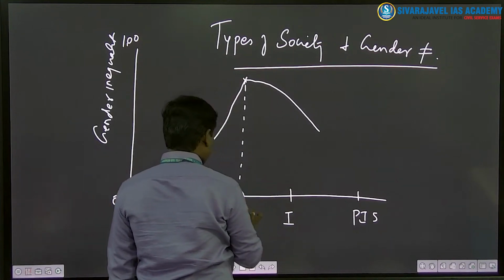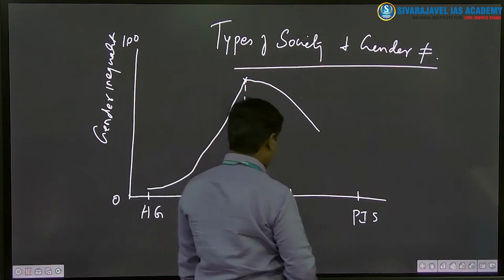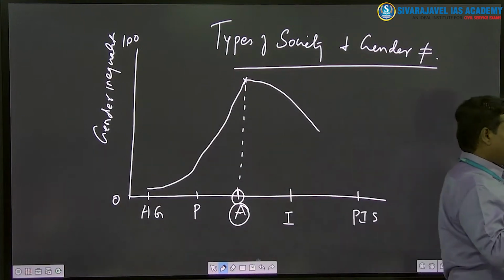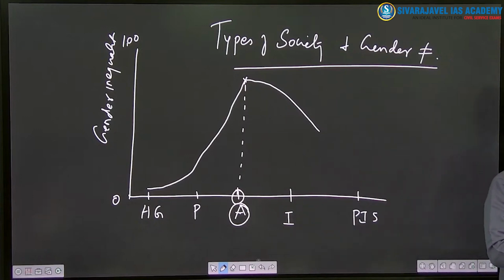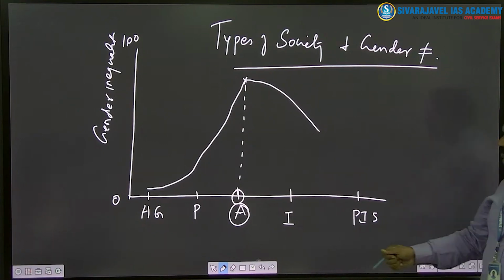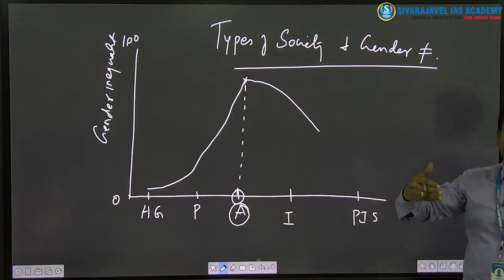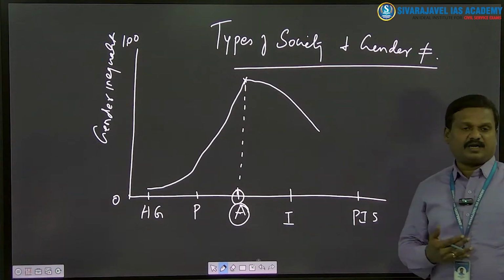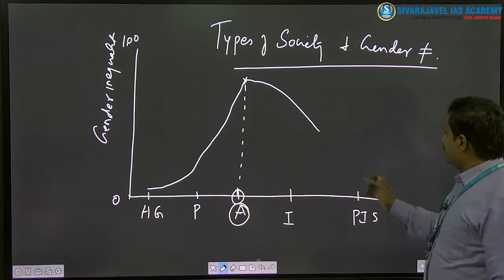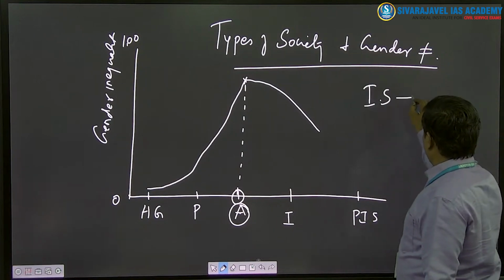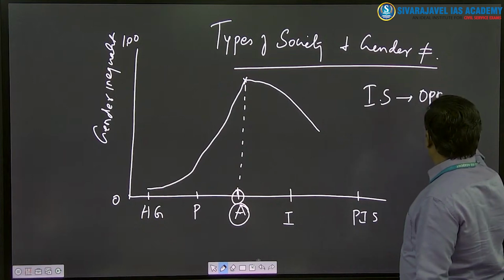Maximum gender inequality will be in agricultural society because land completely becomes the private property of the male member of the family. So this is the nature of gender inequality. Therefore, many societies are moving in the direction of industrial society so that gender inequality can come down. Why can it come down? As I told, industrial society gives opportunity for all.